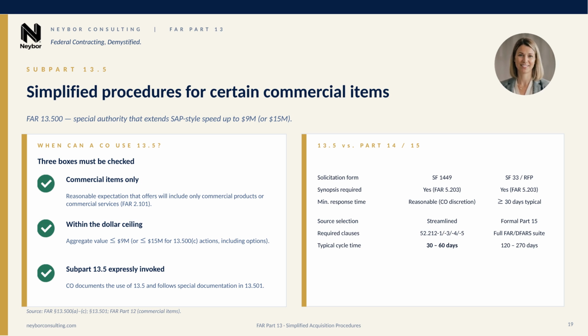On the right is the comparison table. What 13.5 unlocks versus a full Part 14 or Part 15 procurement. The solicitation is on an SF-1449 instead of an SF-33. The synopsis requirement still applies. The minimum response time becomes reasonable in the contracting officer's discretion instead of the typical 30 days. The source selection is streamlined. No formal Part 15 evaluation. The clause set is the commercial item suite of 52.212-1, -3, -4, and -5. And the typical cycle time drops from 4 to 9 months down to about 1 to 2. That speed is why both buyers and savvy small businesses love Subpart 13.5.